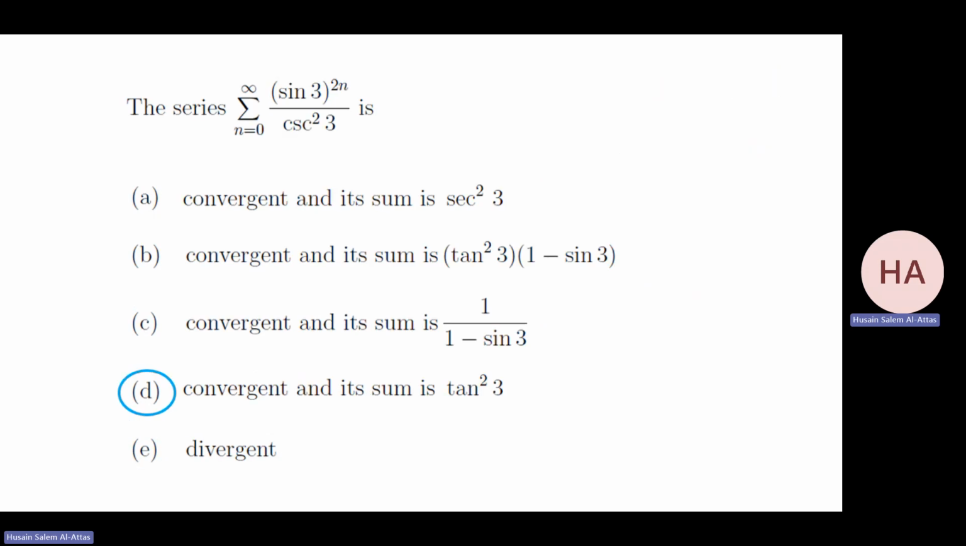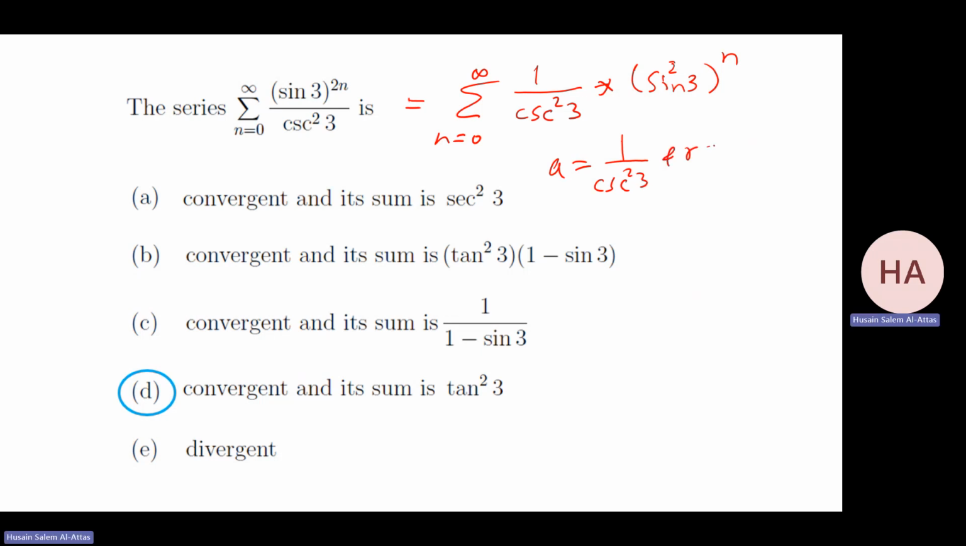Sine 3 over 2 to the power n over cosecant square 3. Okay, let me try to manipulate it. That will be the summation n equals 0 to infinity of sine square 3, all to the power n. Let me do it this way: that will be 1 over cosecant square 3 times sine square 3 to the power n. So now a will be at n equals 0, so that will be 1 over the first term, cosecant square 3. And what is r? r is sine square 3.